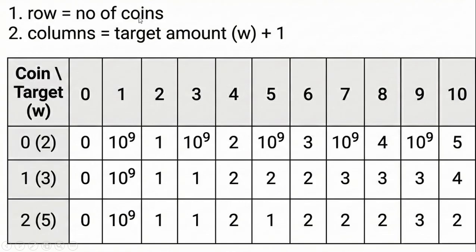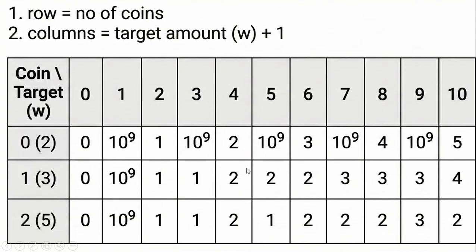Here we have 3 coins of 2, 3 and 5. So our number of rows becomes 3. Now the number of columns depends on the target amount, which is W plus 1. So here we have a target amount of 10. So the number of columns becomes 11. We start from 0 and go up to 10, which becomes 11.